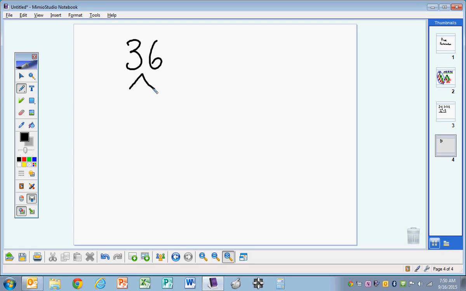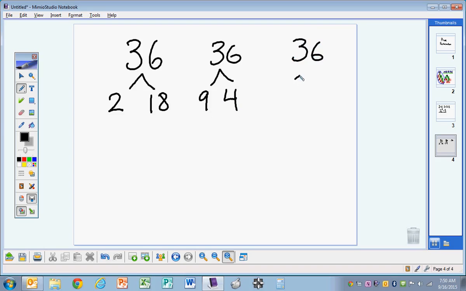At this time, choose a factor pair. I would suggest that you pause the video and play it again when you are ready. The factor pair you may have chosen was 2 and 18. If you didn't choose that, perhaps it was 9 and 4, or perhaps it was 6 and 6.